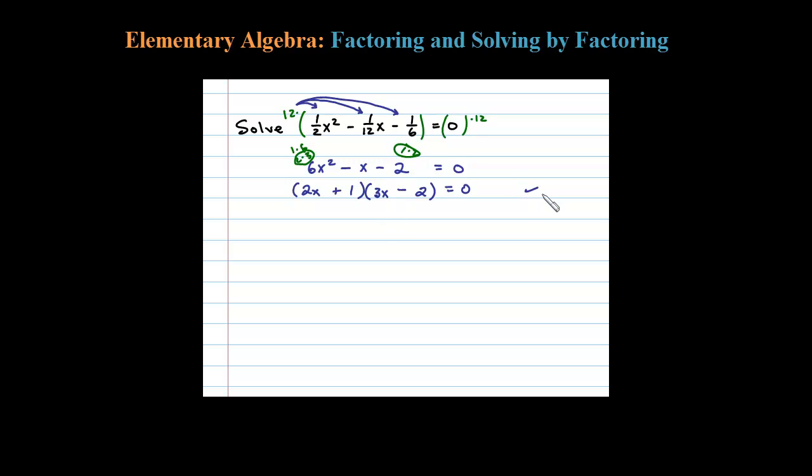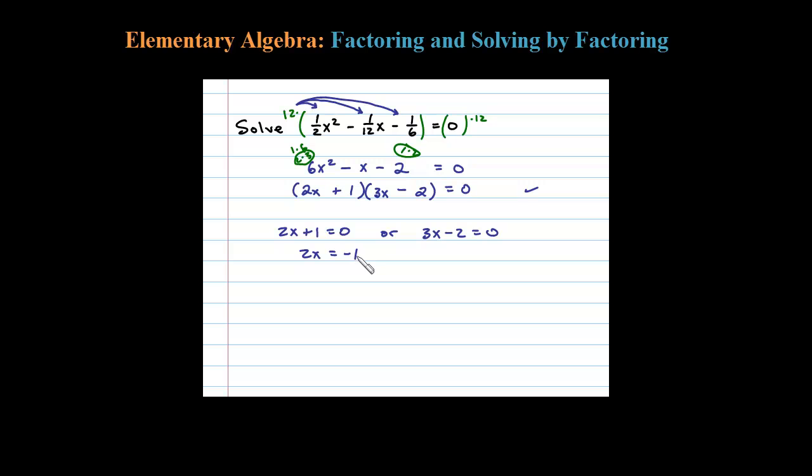Be sure to spend some time on the factoring step. That's where most folks make errors. Once you have it factored correctly, then set each factor equal to 0. You're almost home free. Okay, so 2x plus 1 equals 0, and 3x minus 2 equals 0, and then solve each one of these linears separately.